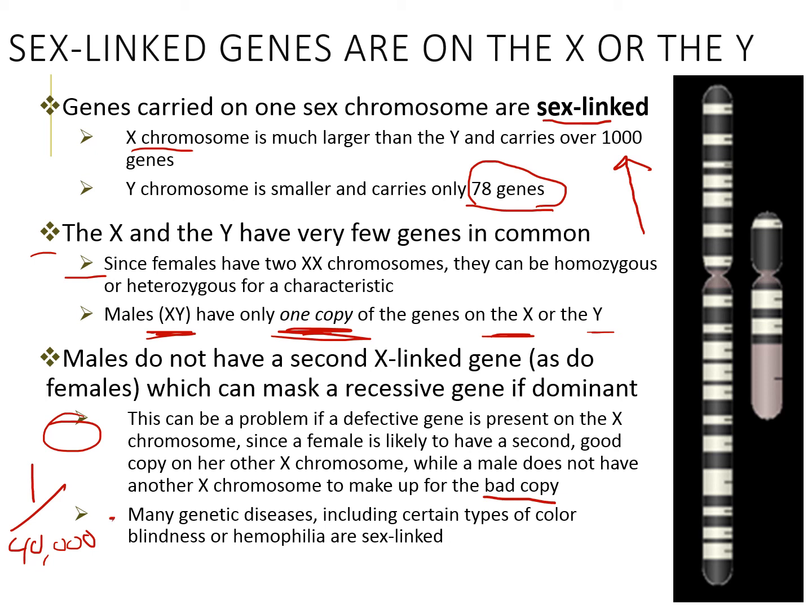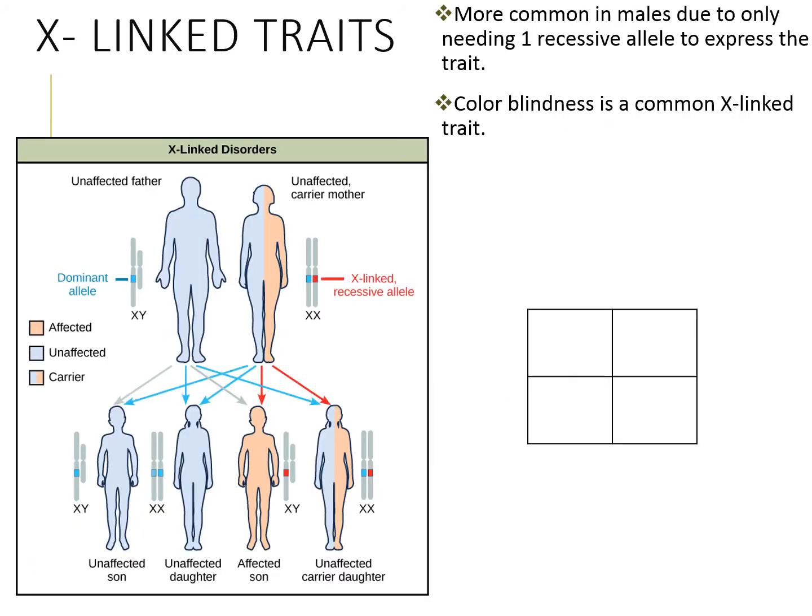Lastly, many genetic diseases, including certain types of colorblindness or hemophilia, are sex-linked. X-linked traits are more common in males due to only needing one recessive allele to express the trait. Colorblindness is a common X-linked trait.